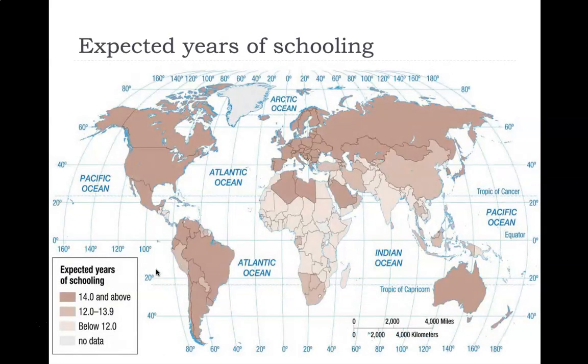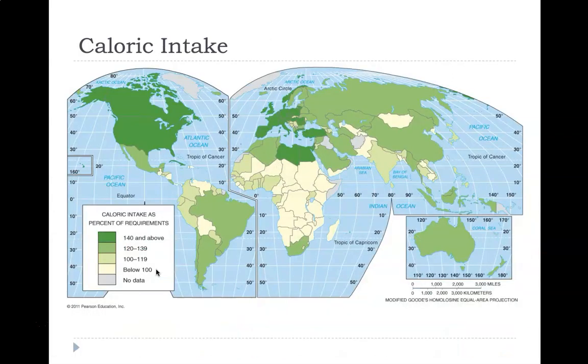Right, expected years of schooling, we look at the same way, right? The years that you are expected to be in school, 14 and above, as opposed to below 12 in sub-Saharan Africa. Right, there's caloric intake. The United States and most of Europe is at 140% and above on average.